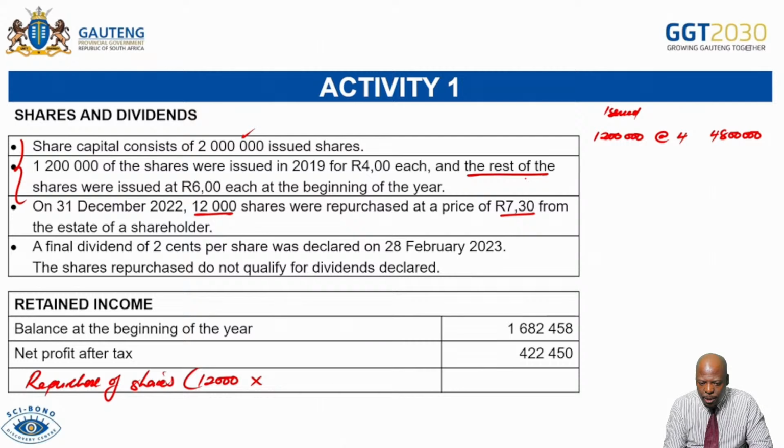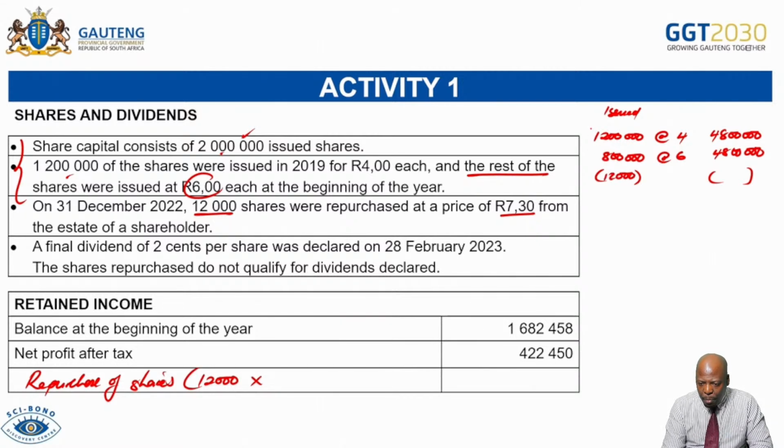Then they say the rest of the shares were issued at 6 Rand. So the rest to make it to 2 million is 800,000, and these are being issued at 6 Rand. That will give you again another 4.8 million. So you then see the repurchase comes after this.